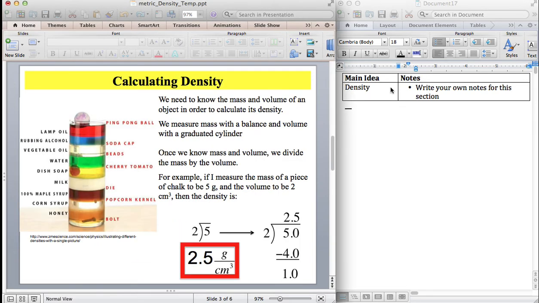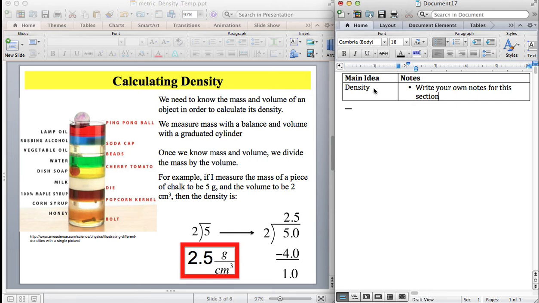So let's look at how to calculate density. What you need to do is you need to know the mass and the volume. And we saw this in our gummy bear lab today. You need to know the mass and volume of an object in order to calculate its density. So you're going to continue to write your own notes for density.